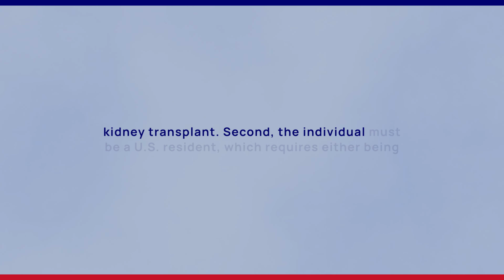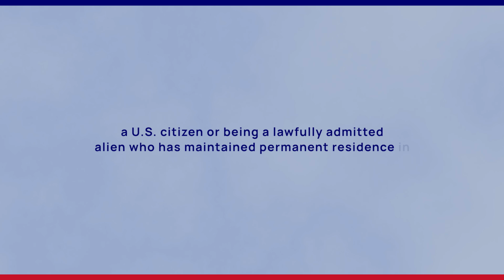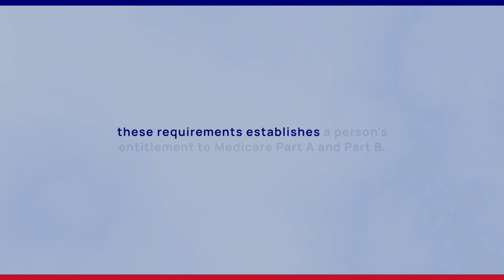Second, the individual must be a U.S. resident, which requires either being a U.S. citizen or being a lawfully admitted alien who has maintained permanent residence in the United States for at least 5 continuous years prior to applying for Medicare. Meeting these requirements establishes a person's entitlement to Medicare Part A and Part B.